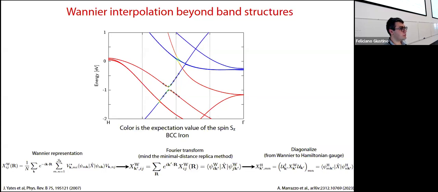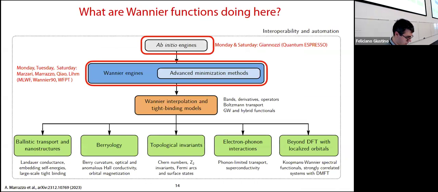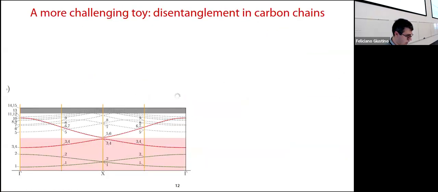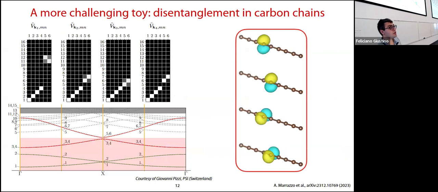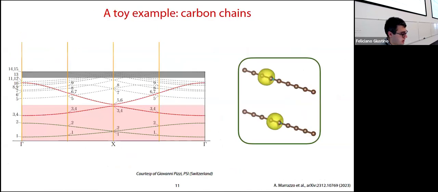In slide 12, you have selected some of the bands in the carbon chain. How do you project the bands within the subfold of the band? Yeah, this has to do with the disentanglement procedure. Here you choose p orbitals, and if you look at the equation we discussed, you project on these p orbitals, and then you minimize the spillage between neighboring manifolds after you have projected on these p orbitals. So what the code does is select the states that are represented by p orbitals, that project more on p orbitals.